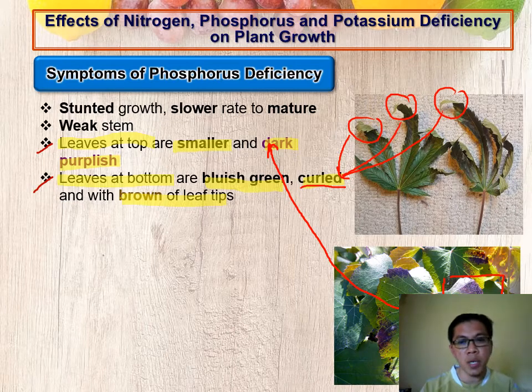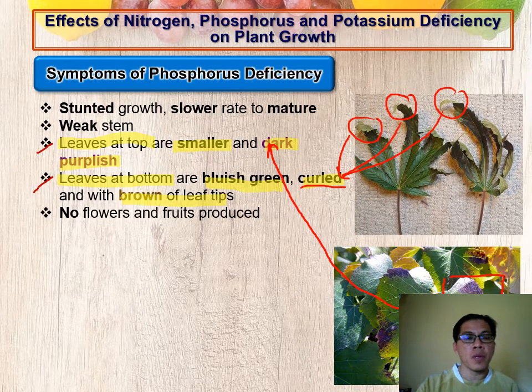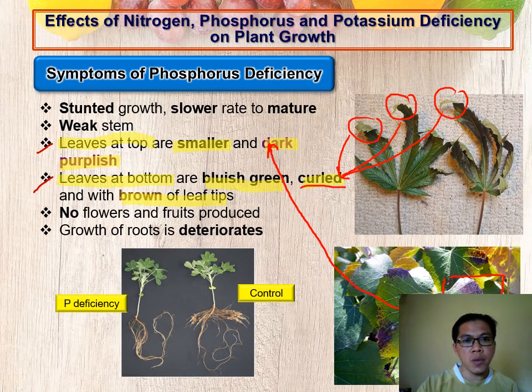Dengan melihat saja warna daun, kita boleh tahu what type of macronutrients does the plant lack of. Apa yang kurang pada tumbuhan tersebut. Okay, no flowers and fruits produced. Tidak ada bunga ataupun buah-buahan yang terbentuk pada pokok yang kurang phosphorus ini. Okay, and one important thing you have to remember is growth of roots deteriorates. Pertumbuhan akar bagi pokok yang kekurangan fosfor ni dia adalah deteriorate, dia tidak sekata, dia tak cantik.